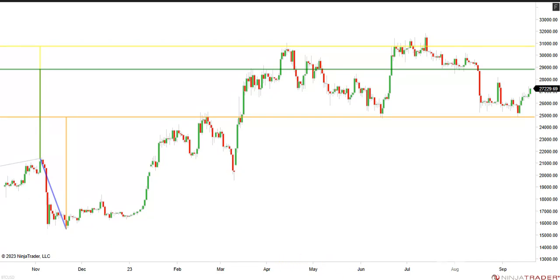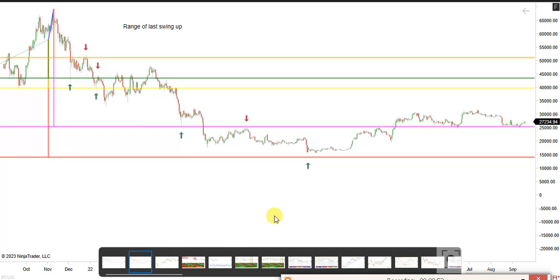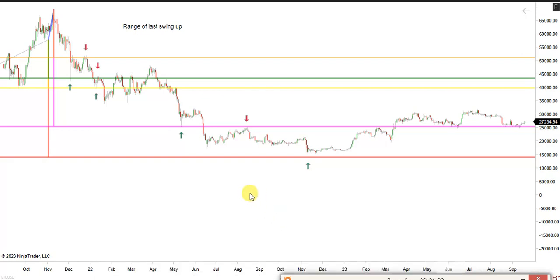Now I'm going to take a look further back. I'm going to run the same calculations off of the major high and see what we get off of that. Now this first look is using the range of the last swing up. Now you can see what happens. The first level was breached. When it returned to that level, it kicked the market into a strong swing down.